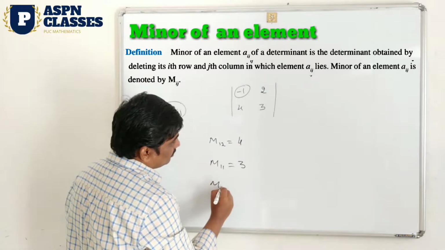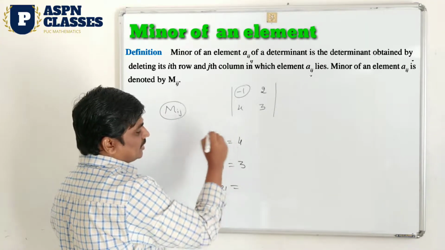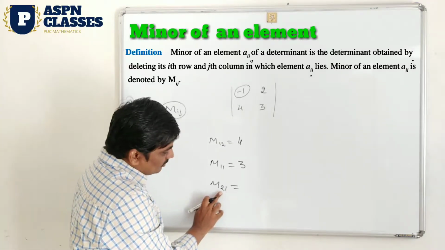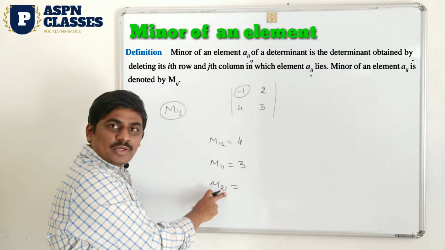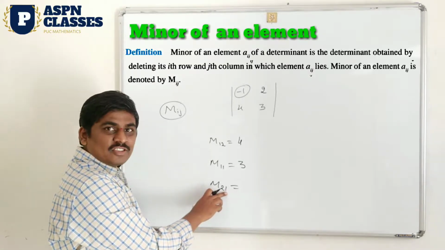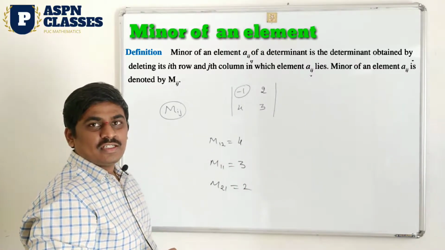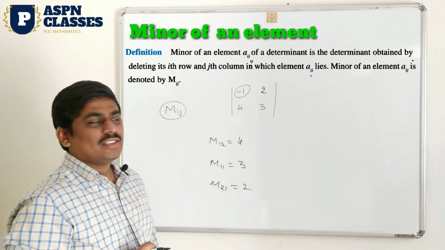Similarly, M21 you also have to check. What is the answer? Second row, first column. Here it will be understood: the ith row and jth column you have to delete. Second row and first column you have to delete. What is remaining here? 2 is the answer. That is clear. So these are the elements. This is the 2 into 2 order.